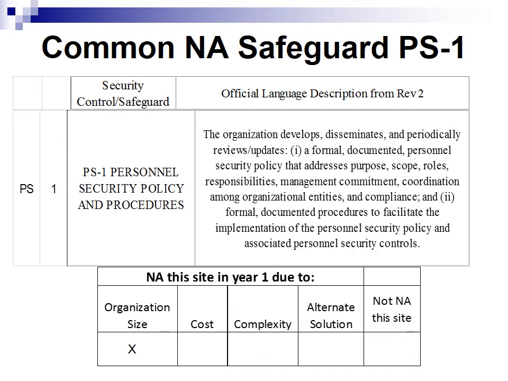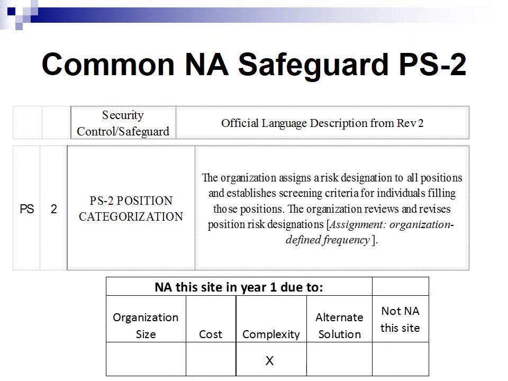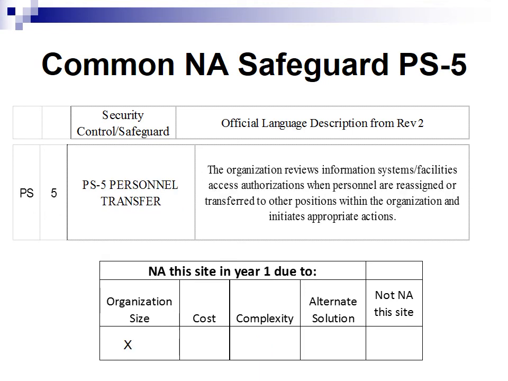This policy is designed to coordinate across an organization with multiple entities. Typically, these do not exist in a small site. Typically, a small organization will only have one or two position designations. For a single site organization, there is no place to transfer people to.